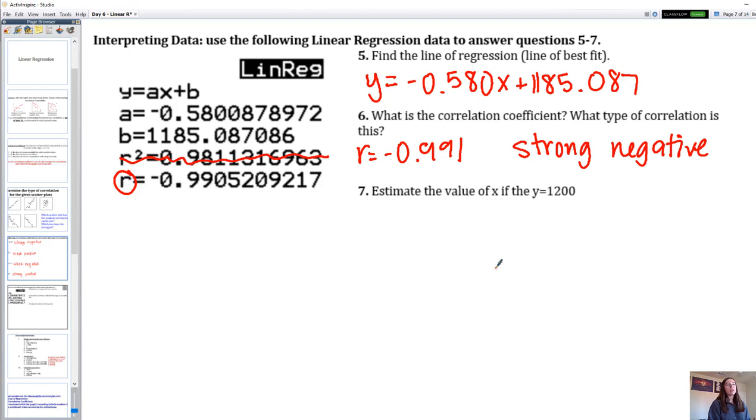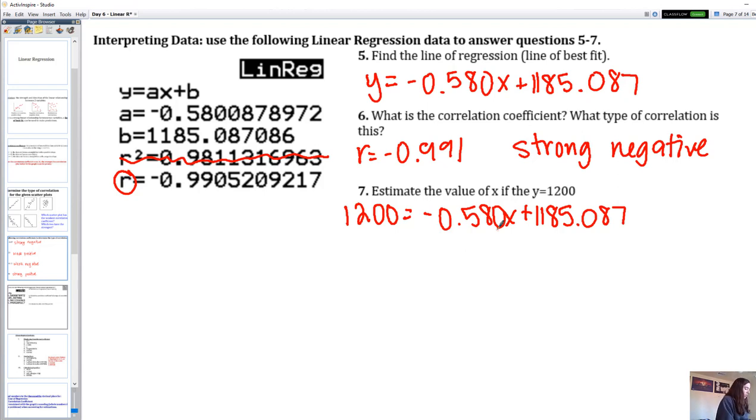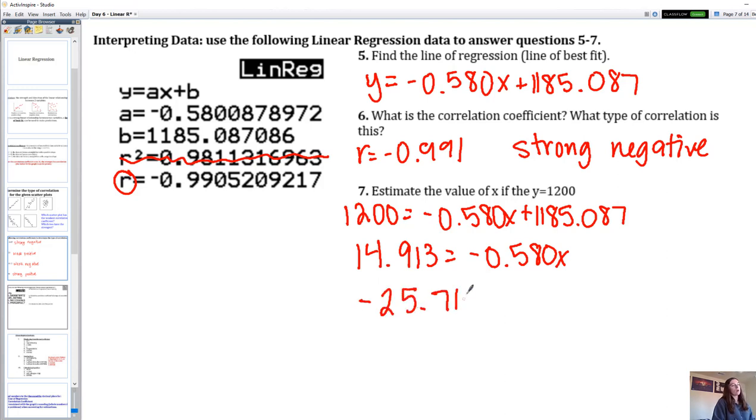Then we need to estimate the value of x if the y is equal to 1200. So all that means is wherever you see y, substitute 1200. So we've got 1200 equals, and when we calculate that, first we're going to subtract the 1185.087, and we get 14.913 equals -0.58x. Then we can divide, and our x value here is -25.712.